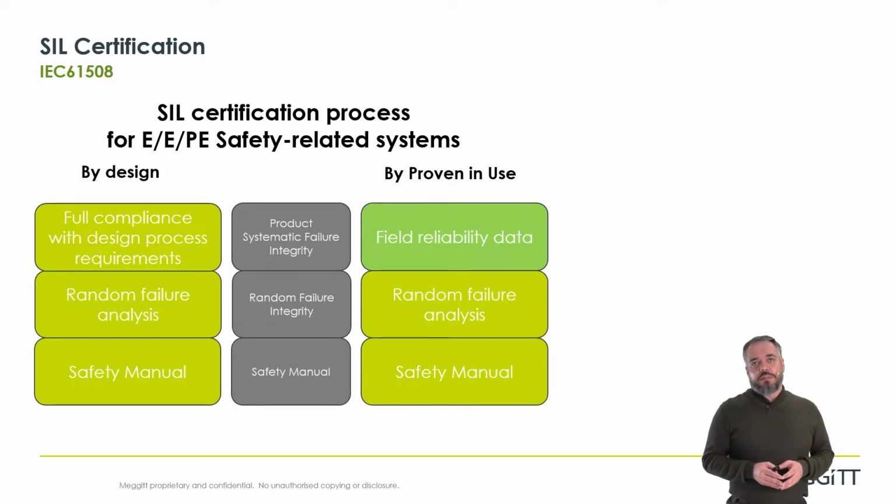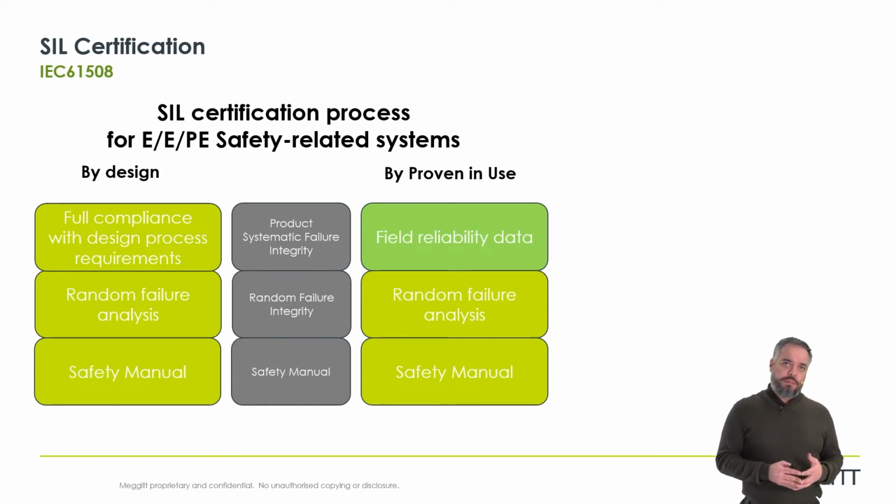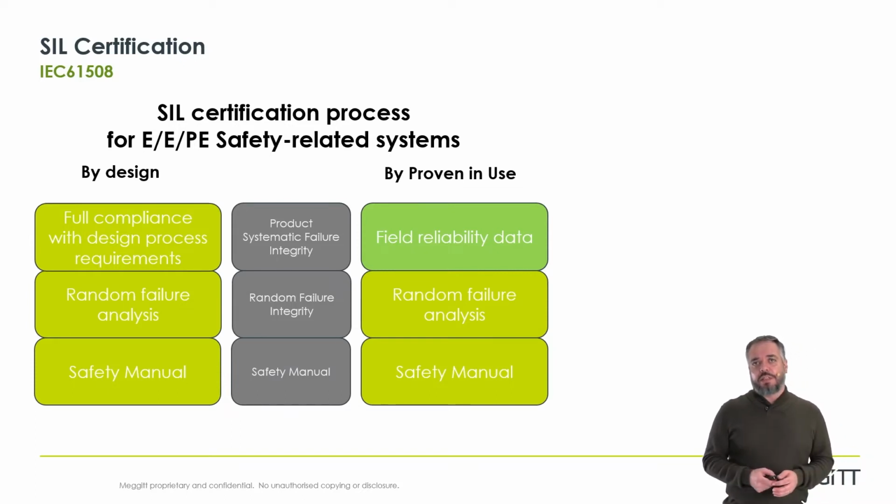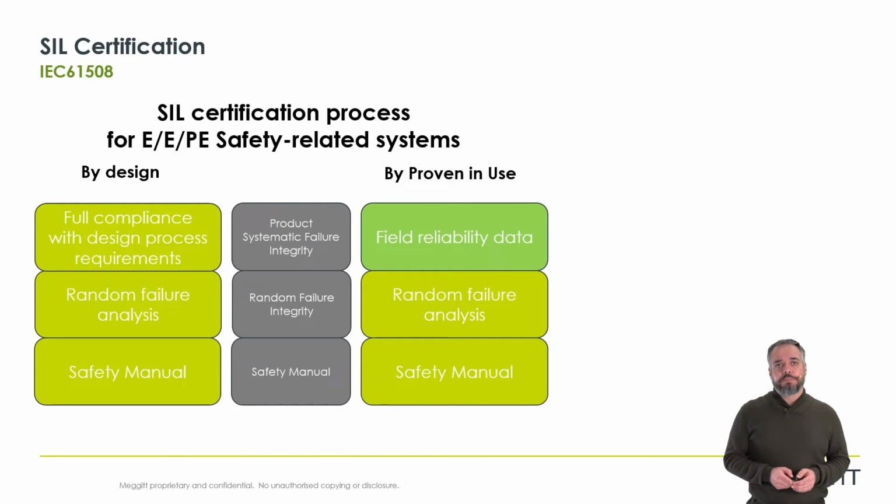In very practical terms, the SIL certification process can be summarized into three crucial parts: the systematic failures, the random faults, and a solid safety manual. Note that the architectural constraints are basically limitations imposed on top of this systematic and random fault analysis. Therefore, they don't appear directly in this representation.